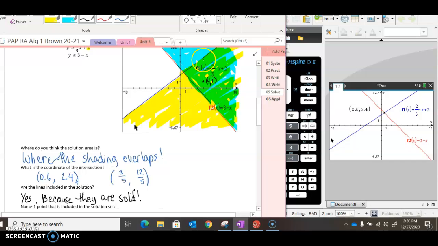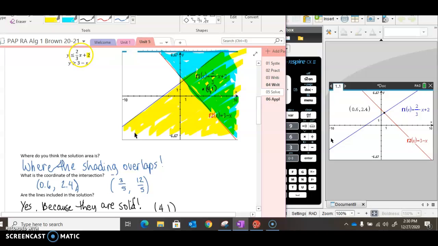4, 1 is over here in that green area. 4, 1 is in the solution set. It means that if you plug in a 4 for x and a 1 for y in this one, it makes it a true statement. A 4 for x and a 1 for y in this one, it makes it a true statement.